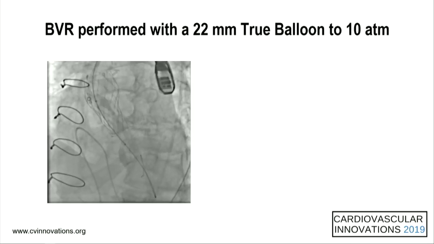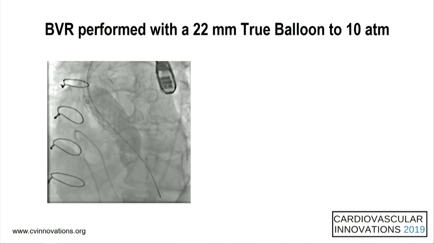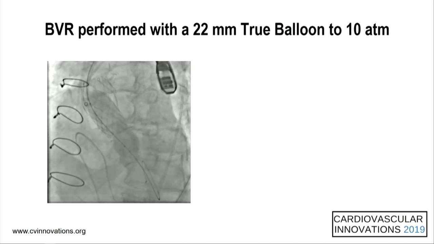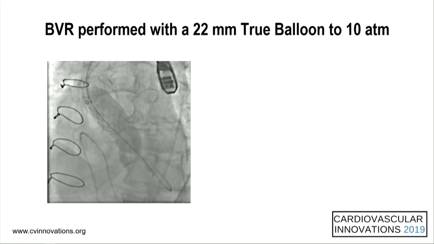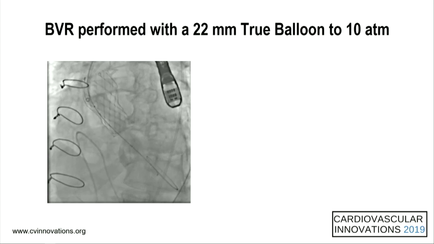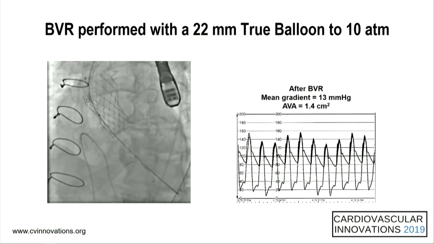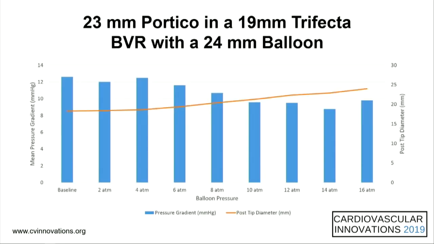So we performed BVR with a 22 millimeter True balloon. We inflated to 10 atmospheres. And what we're doing in this case is we're just flaring the posts of the Trifecta to better expand the CoreValve. It's not quite as striking as a BVF image, but after BVR, the mean gradient was down to 13 and the AVA was 1.4.